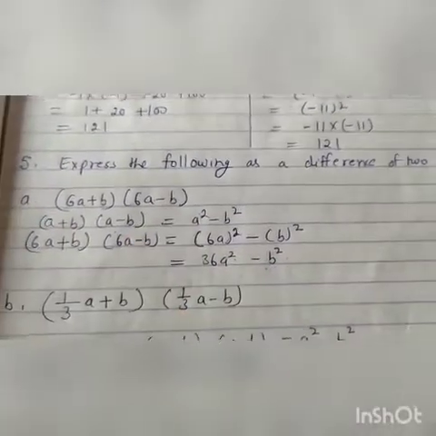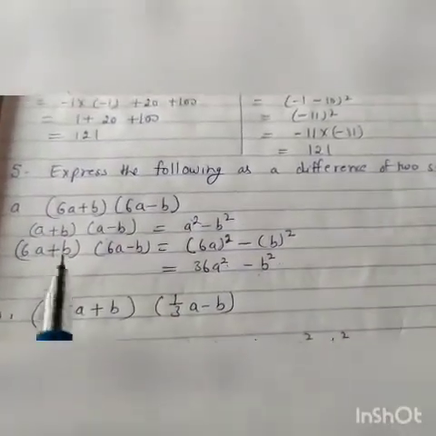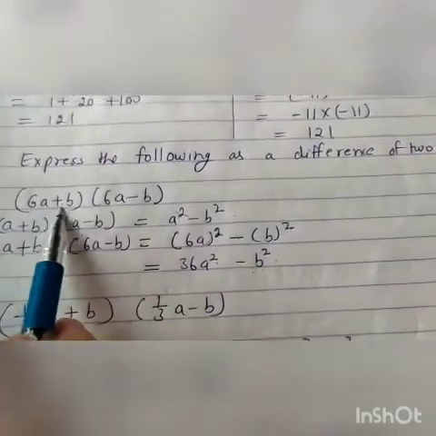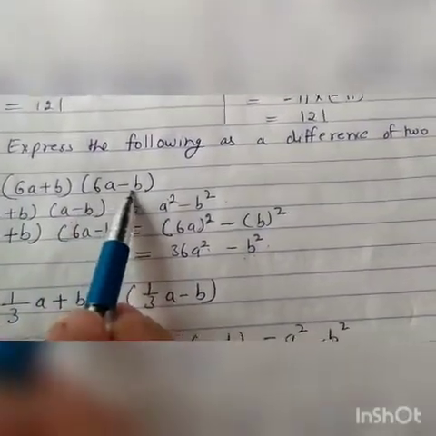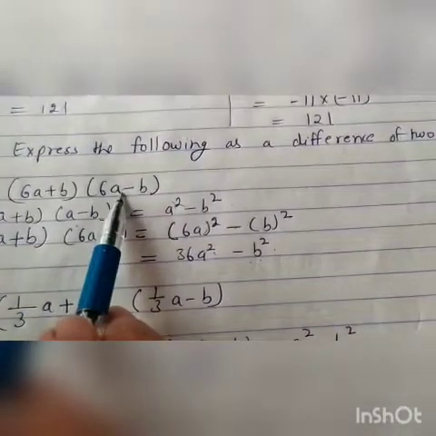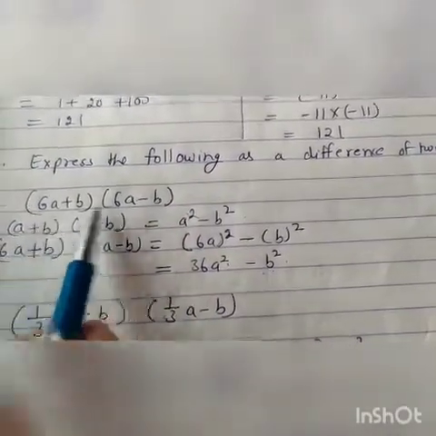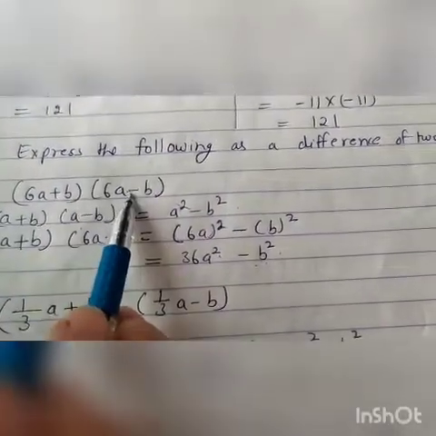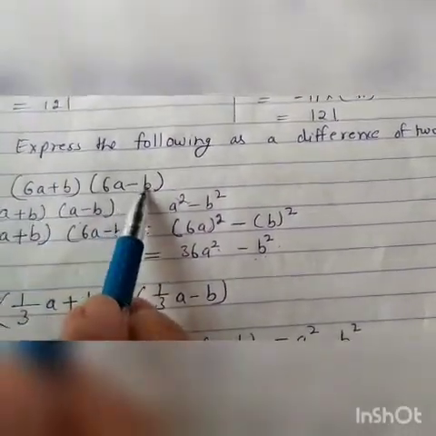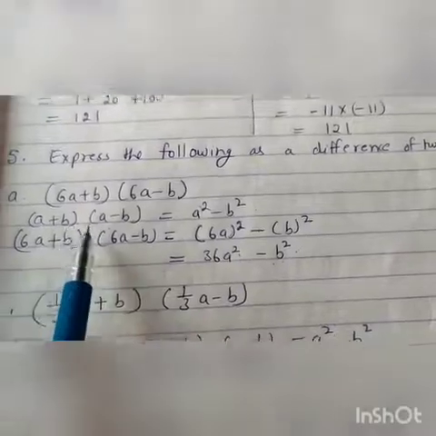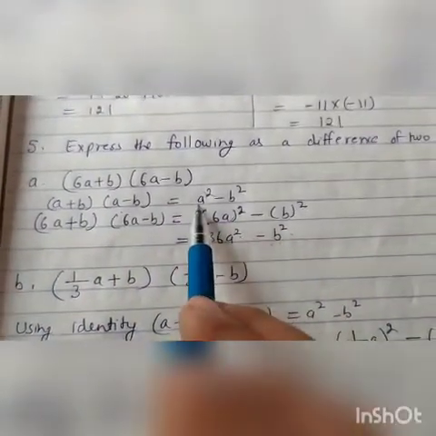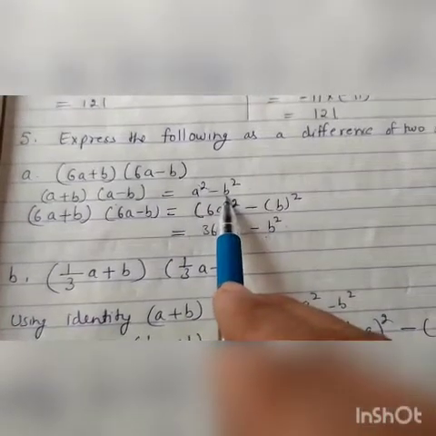What is the identification of this identity? There will be two algebraic expressions. Here first expression, second expression, and both are binomial. Both have the same terms, a and b, but with opposite sign. It is plus b, it is minus b. So (a plus b) multiplied by (a minus b) is equal to a square minus b square. A means first term, b means second term.